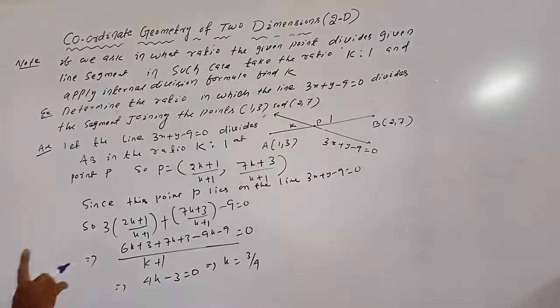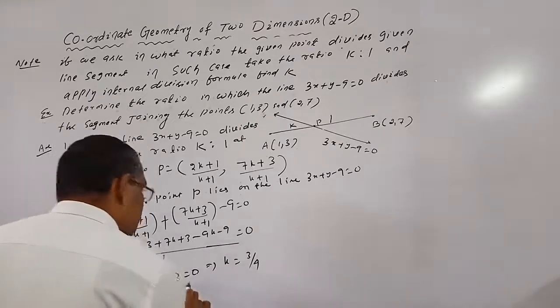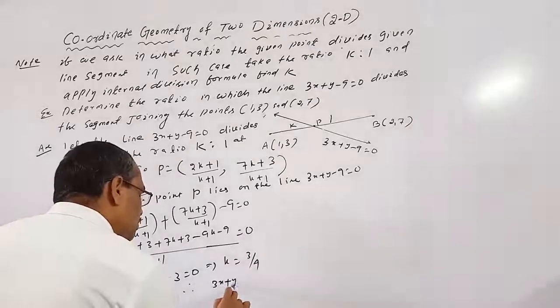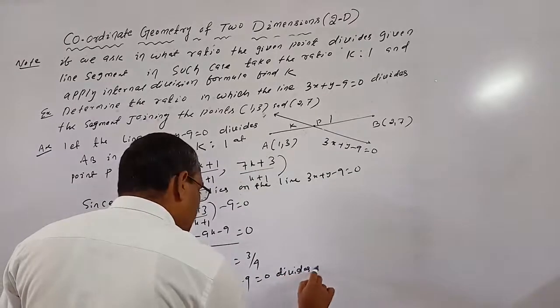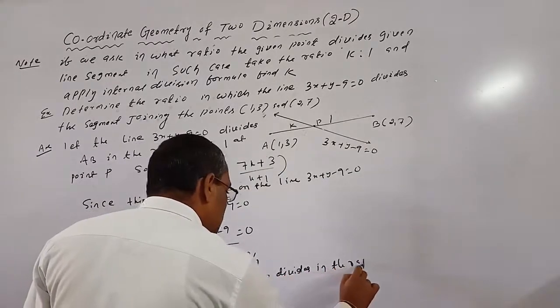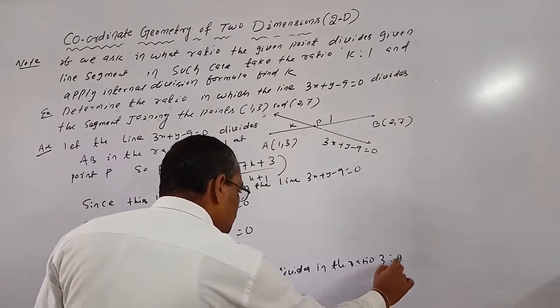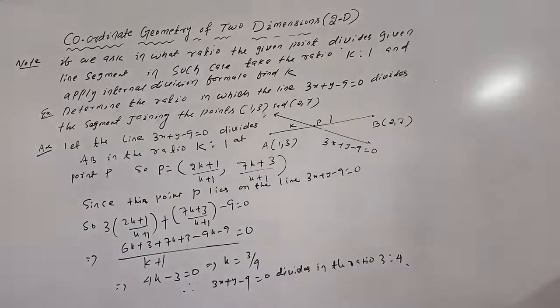So the line 3x plus y minus 9 divides the line segment joining (1, 3) and (2, 7) in the ratio 3:4 internally. Here k is positive. If k is positive, we will get this point. The line divides AB in the ratio 3:4 internally. Okay, so 3x plus y minus 9 equal to 0 divides it in the ratio 3:4 internally.